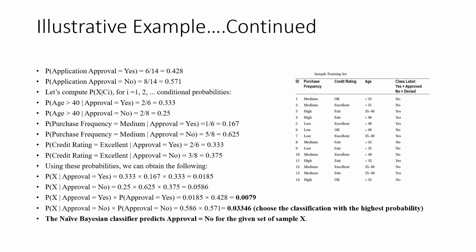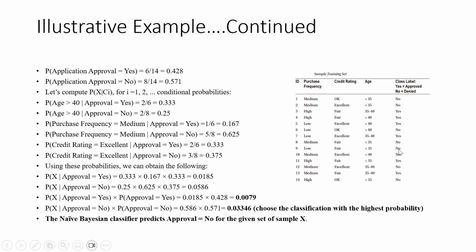I'm counting 6. You are counting 6. Okay, good. All right. So we have 6 for yes and then 8 for no. Okay, is that okay? So we have 6 for yes and then 8 for no.